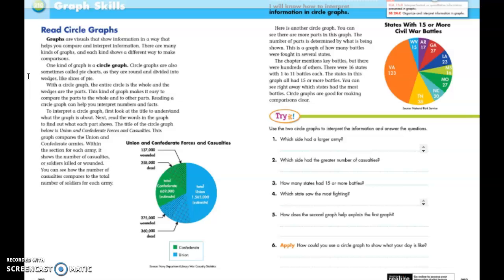4. Which state saw the most fighting? 5. How does the second graph help explain the first graph? 6. Apply. How could you use a circle graph to show what your day is like?